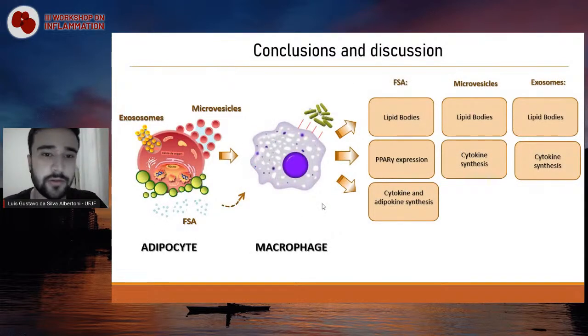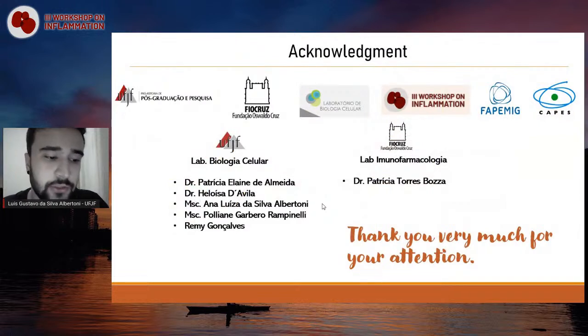As our conclusions, our results suggest that FSA has an important role on BCG-infected macrophages that is attributed to the formation of LBs, PPAR gamma expression, synthesis of cytokines and adipokines, which can contribute to changes in the polarization state. In addition, we also have the presence of the extracellular vesicles in adipocyte secreted factors, inducing the lipid bodies biogenesis and also cytokine expression.